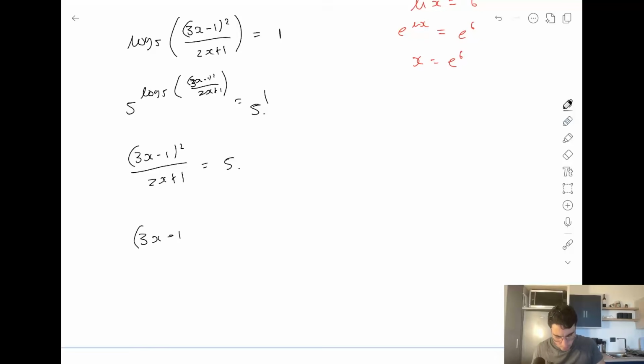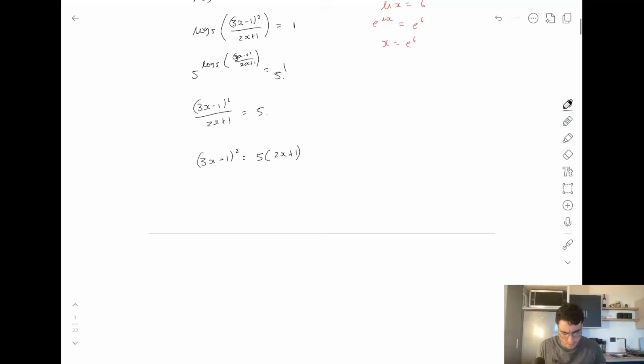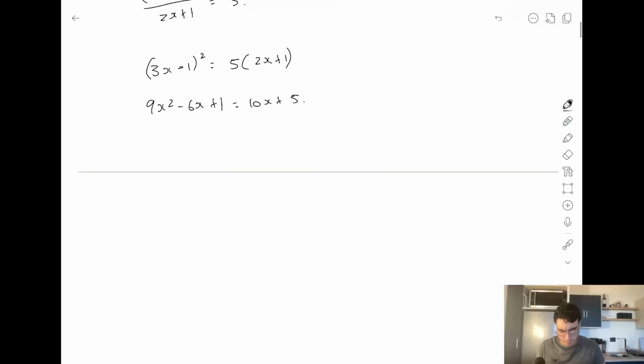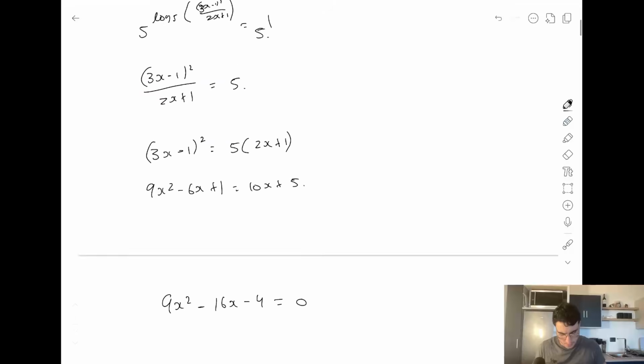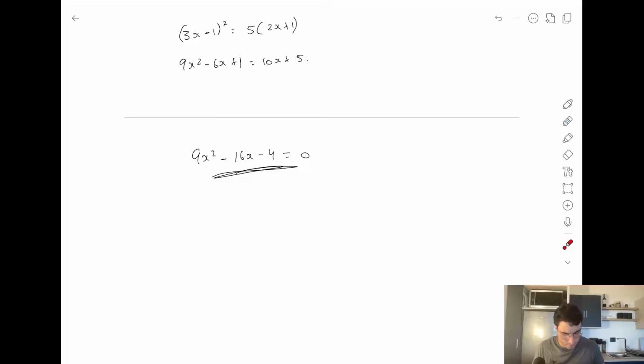Which means that (3x minus 1) squared is equal to 5 times (2x plus 1). Now this is looking a lot easier. All we have to do from here is get it to this. And that's pretty easy. Right, I can just multiply it out. 9x squared minus 6x plus 1, okay, it's going to equal 10x plus 5. Which means then 9x squared minus 16x minus 4, okay, is equal to 0. And that's exactly what they wanted. Okay, so let's go over how we did that again.